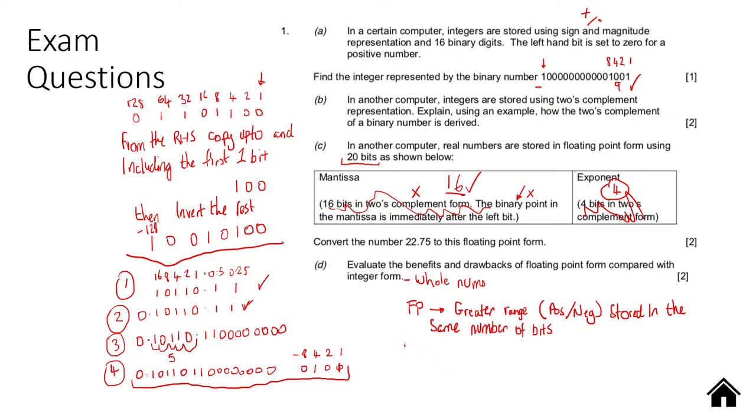Now, the drawback of floating point form, so that's a positive, isn't it? A negative would be floating point numbers are not always stored accurately. Yep, no exact representation.